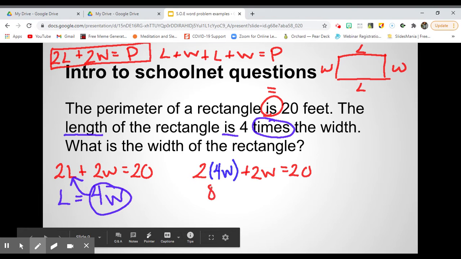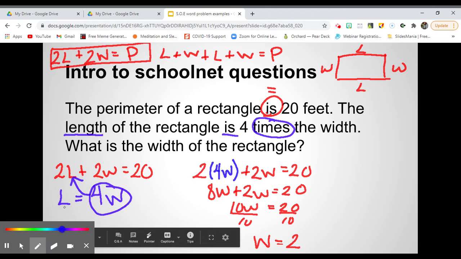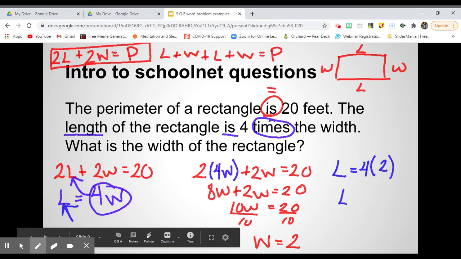2 times 4 is 8, plus 2W is equal to 20, which gives us 10W is equal to 20. Our last step is dividing, and that's going to help us find the width. So the width is 2, but remember, I also need to find the length. I have an equation right here that says the length is 4 times the width, which we now know is 2. So our length is equal to 8.